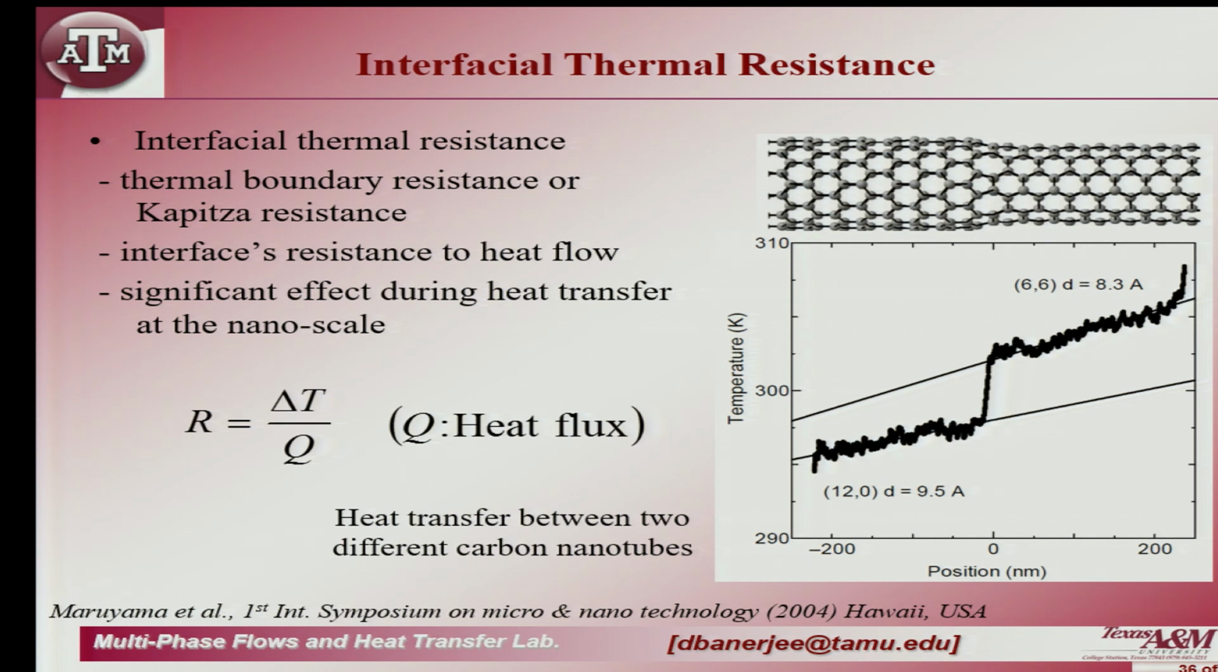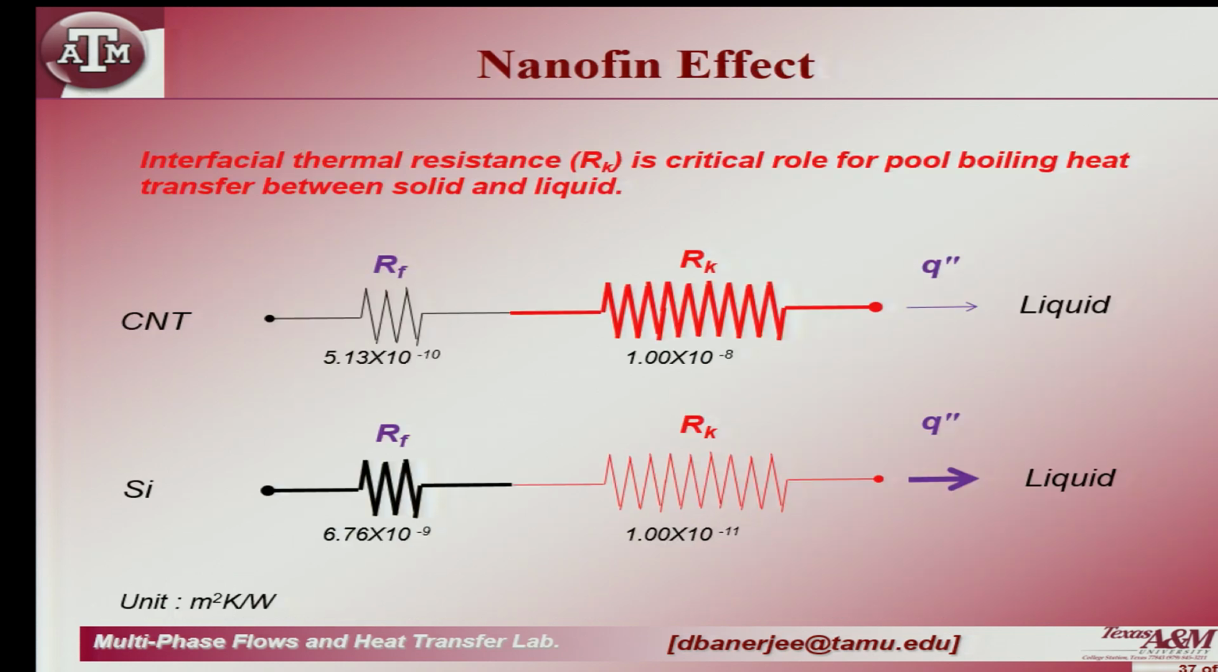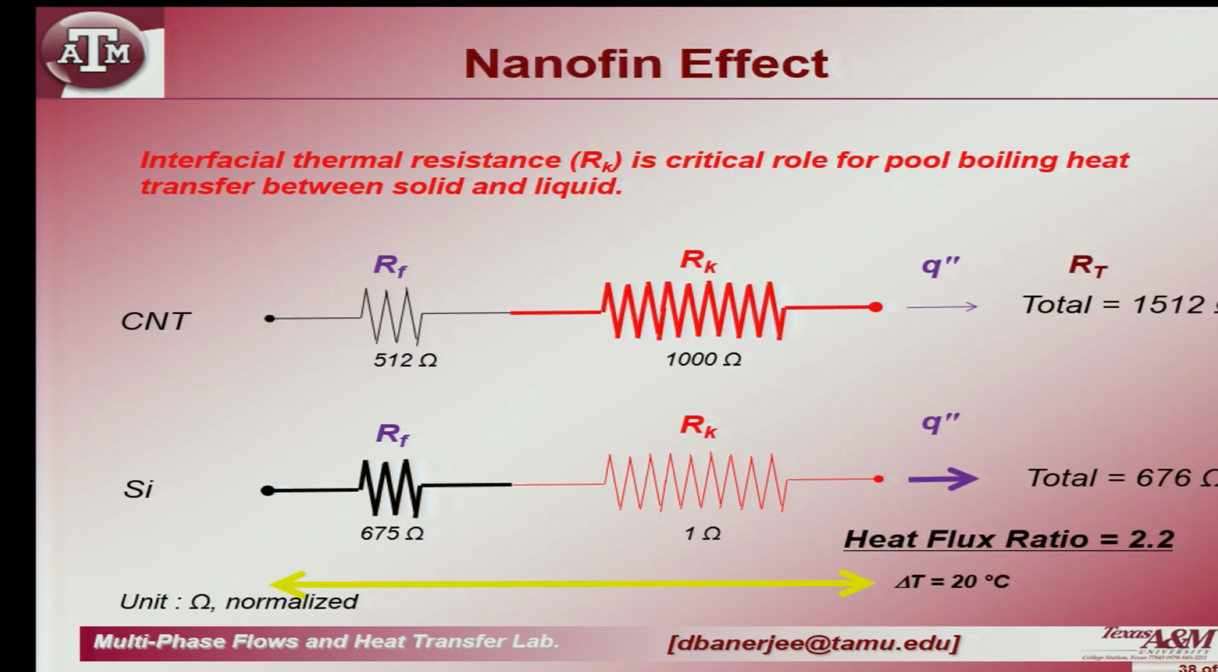So, if I look at the Kapitza resistance, if I do the math, this is in direct numbers in meter square Kelvin per watt, but let us normalize these numbers. Okay. So, it is easier to understand. So, I have normalized it. So, in carbon nanotube the fin resistance is 500 ohms, the interface resistance is 1000 ohms, the total resistance 1500 ohms. Okay. When I come to silicon, the resistance is about 700 ohms in the fin, interface resistance is small, and the total is half.